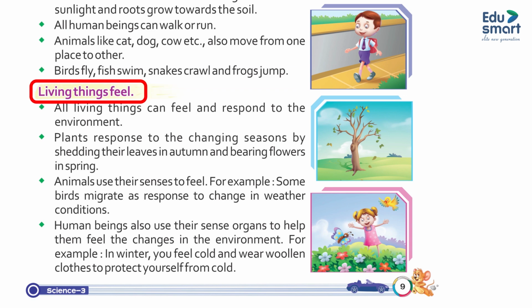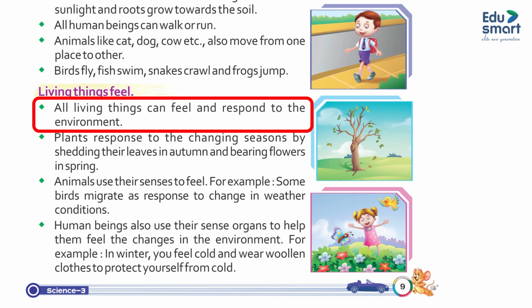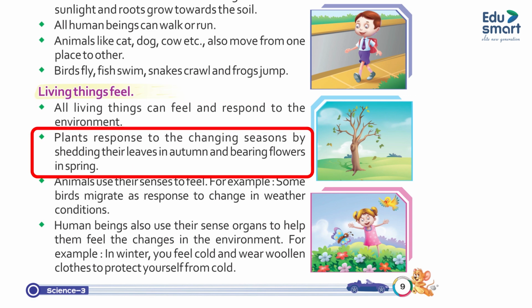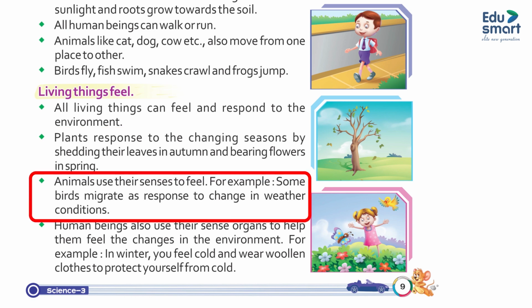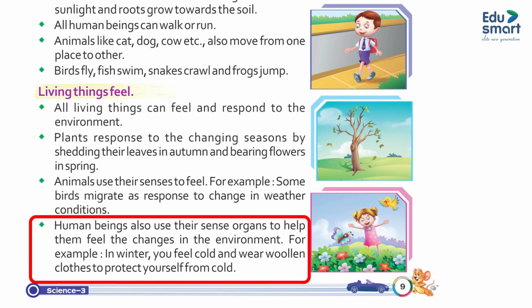Living things feel. All living things can feel and respond to the environment. Plants respond to the changing season by shedding their leaves in autumn and bearing flowers in spring. Animals use their senses to feel. For example, some birds migrate in response to change in weather condition. Human beings also use their sense organs to feel the changes in the environment. For example, in winter you feel cold and wear woolen clothes to protect yourself from cold.